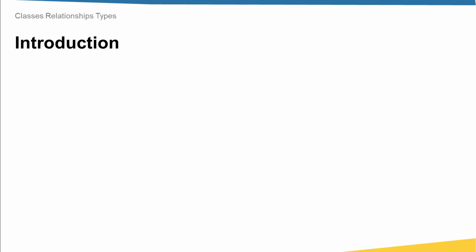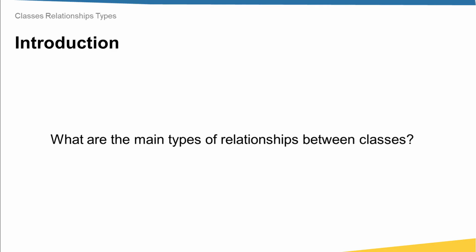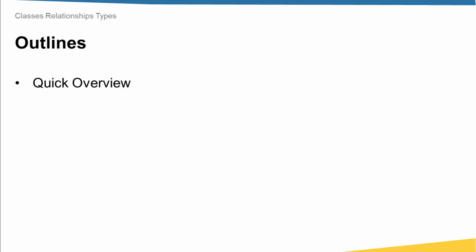In the previous lecture, we have understood that classes or entities in the real world are not isolated. So what are the main types of relationships between classes? Let's answer this question in this lecture. I'll start this lecture by a quick overview to what we have learned so far. Then we will talk about the main types of relationships, and I'll end up this lecture by a quick summary. So let's get started.